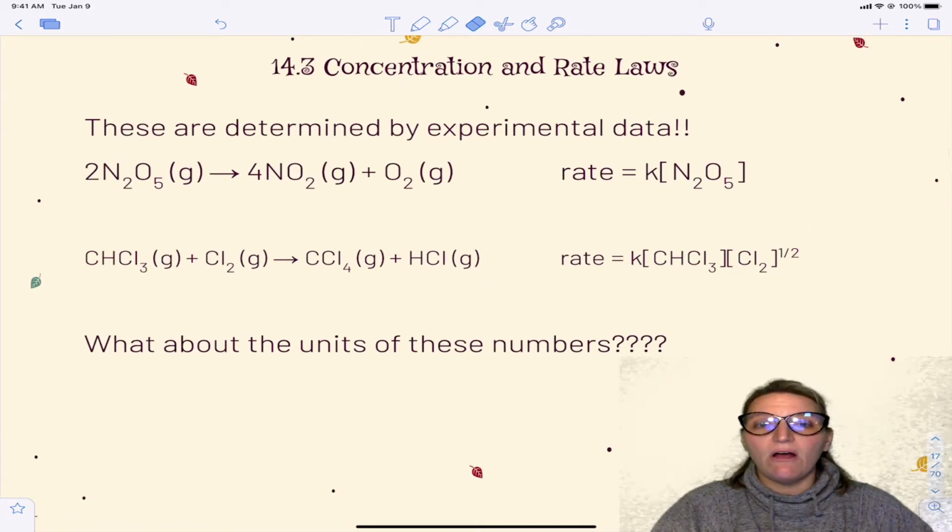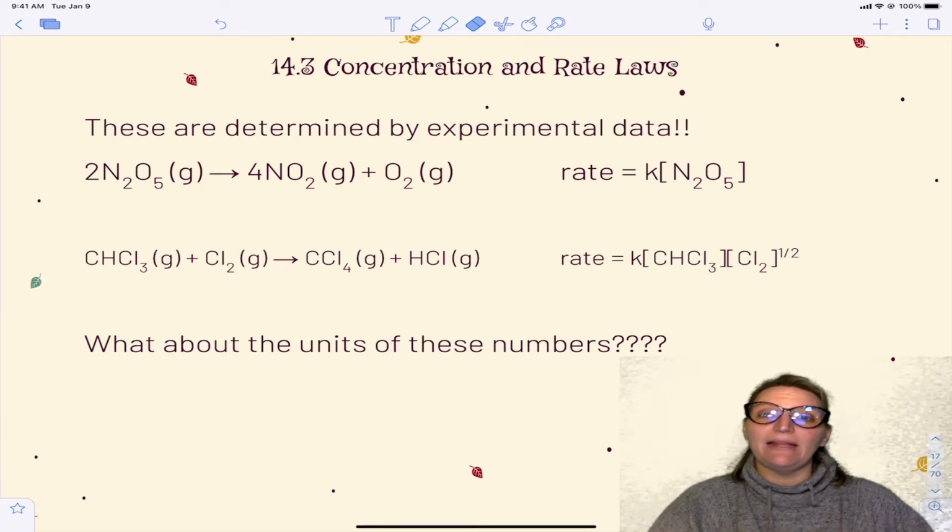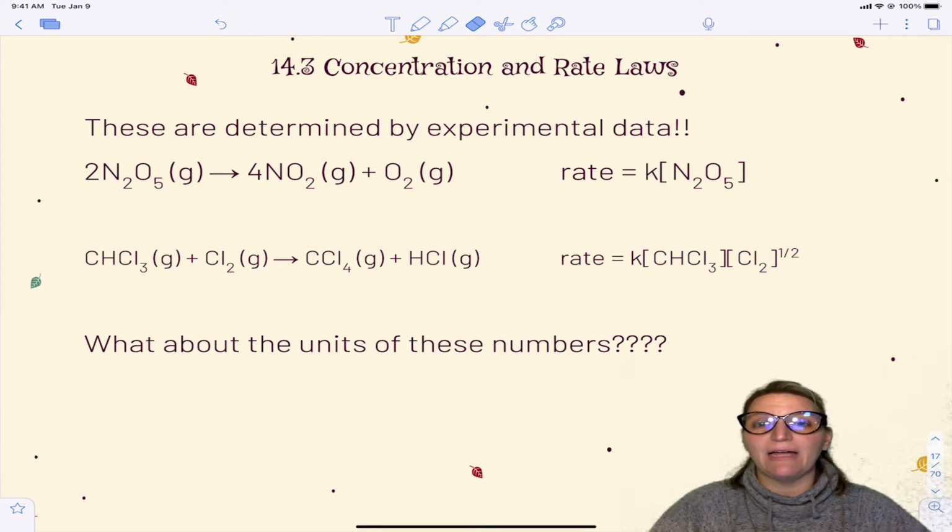So how do we get rate laws? These are determined experimentally. What that means is that we're going to need to actually look at experimental data, like the data table on the previous slide, in order to determine the rate law.